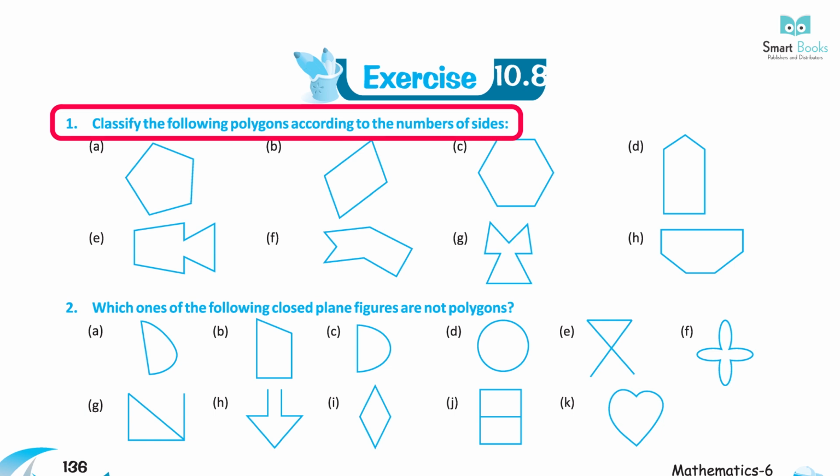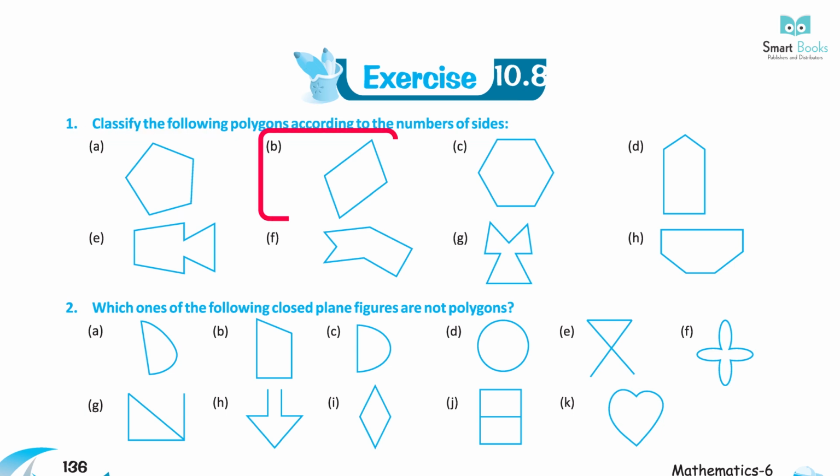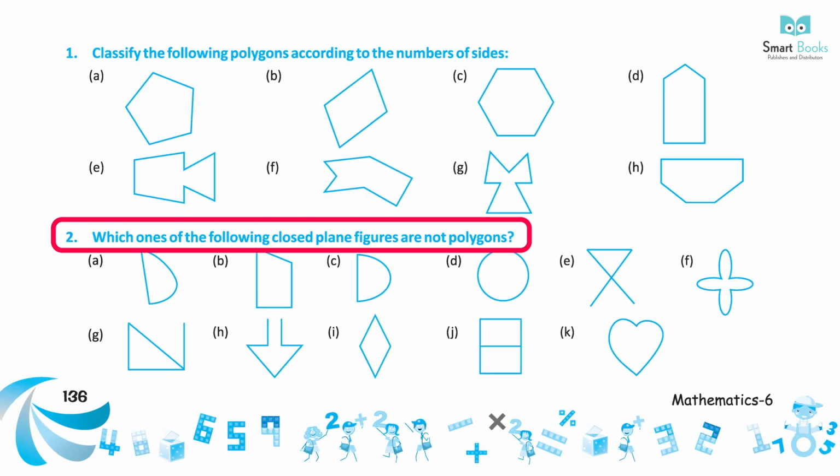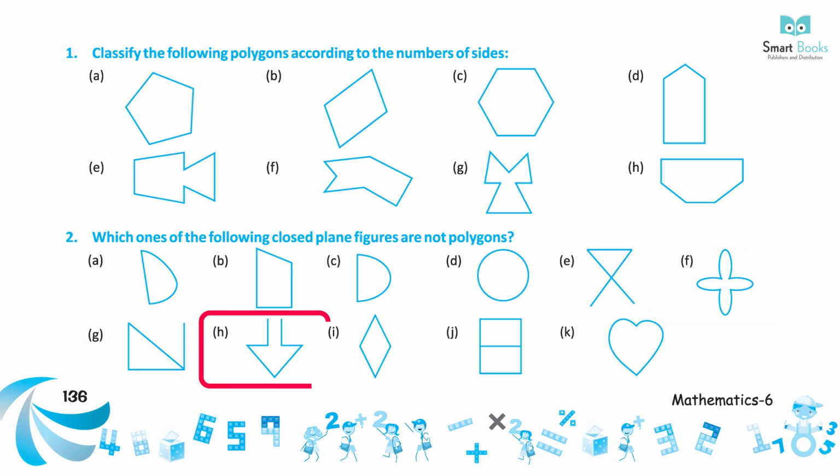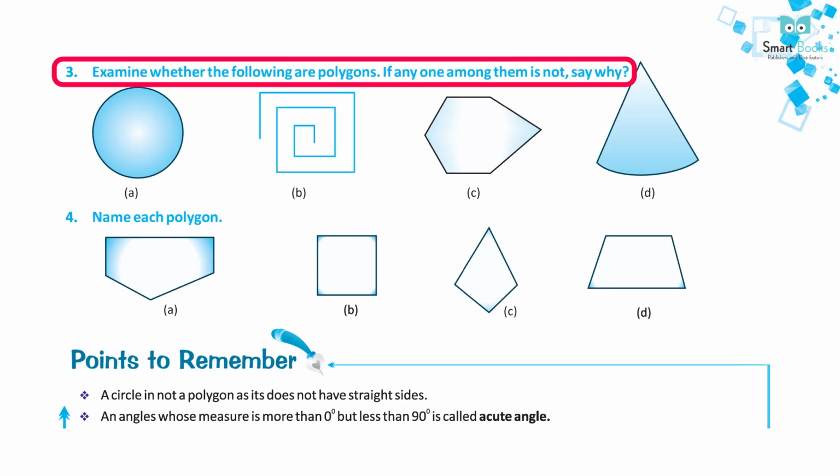Question 1. Classify the following polygons according to the number of sides. Solution. A. Pentagon. B. Quadrilateral. C. Hexagon. D. Pentagon. E. Octagon. F. Heptagon. G. Nonagon. H. Hexagon. Question 2. Which of the following closed plane figures are not polygons? Solution. A, C, D, F, H, K.